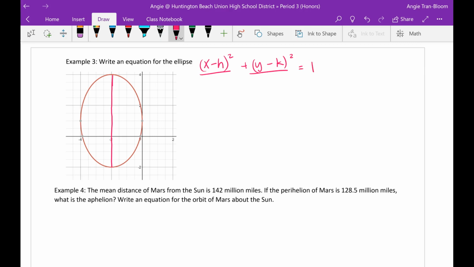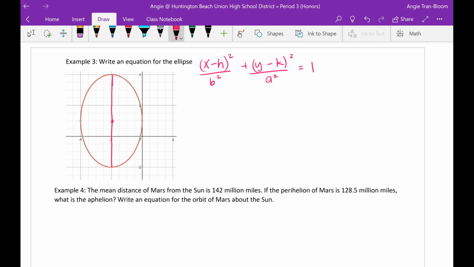How do you know which one gets a squared? Remember, a squared is always the bigger of the two. Because the major axis is parallel to the y-axis, this gets a squared here, and that means this gets b squared. So first you have to figure out the center and how much is a, and then you can figure out how much is b. Because we're just writing an equation, I don't really need c.